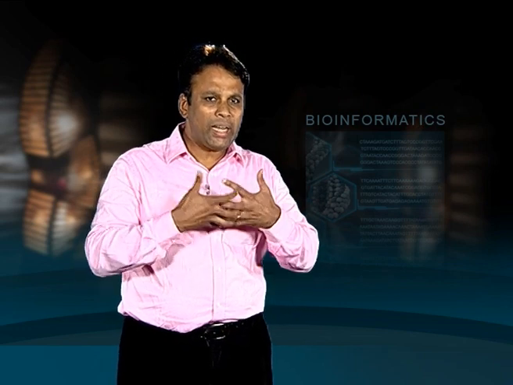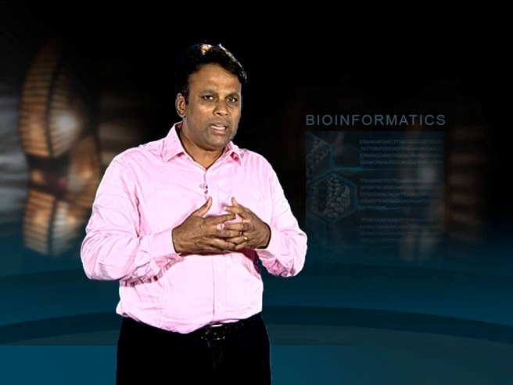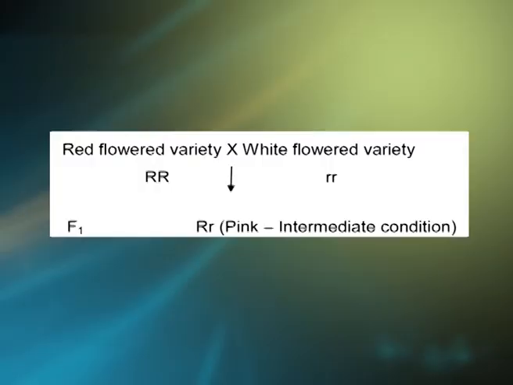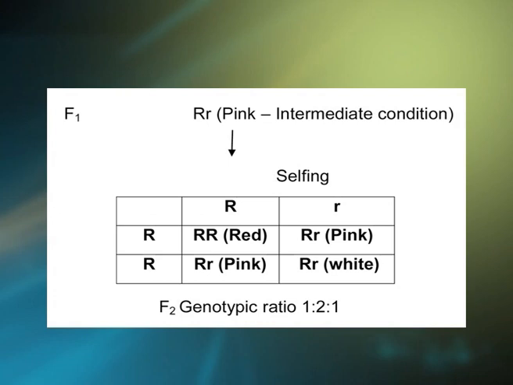This is the result of interaction among the genes. These interactions include incomplete dominance. Here, a red-flowered variety represented by capital R and a white-flowered variety represented by small r were crossed, and the F1 progeny all produced pink color. The genotype is capital R, small r. The F1 progeny is intermediate between the 2 homozygous parents, that is red and white. This type of inheritance pattern is known as incomplete dominance.